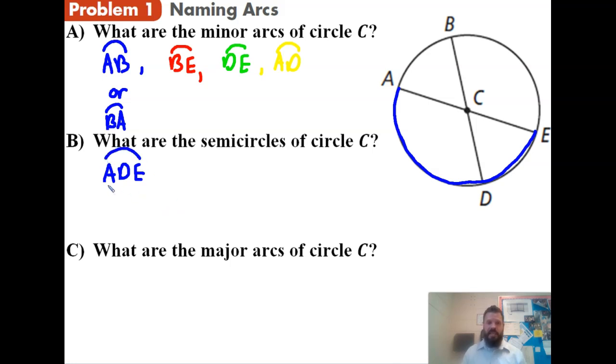So I need the 2 endpoints, and then with a semicircle, I also need another point in between. The reason for that is if I just called this arc AE, how would you know if you're talking about what I have in blue here or what I have in red? Both start at A and at E, okay, but it's that point in the middle that gives it direction. So on top, I'd say that's arc ABE.